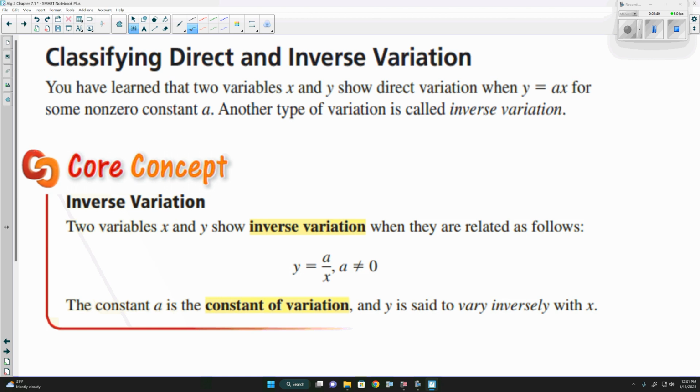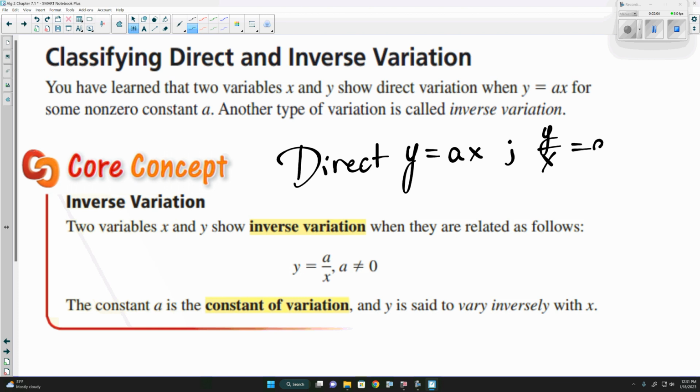And so for direct variation, we can write it in the form y is equal to a times x. This is one way we can write it. We could also rewrite it as x is equal to a times y. Either way, it's the exact same thing. Or if we want to get x and y on the same side, we can divide by x and say y over x is equal to a. And a is just a constant term. It's just a number. We call it a constant.